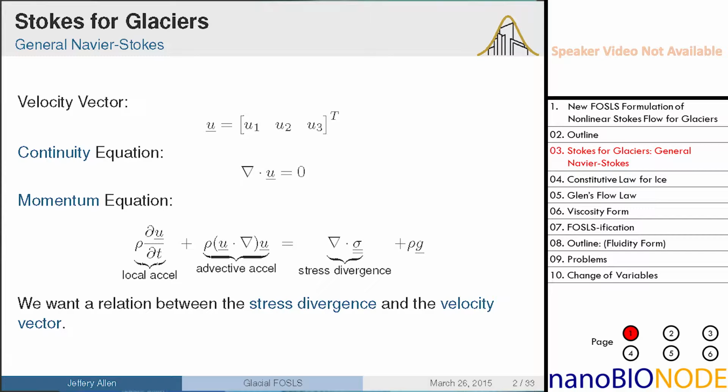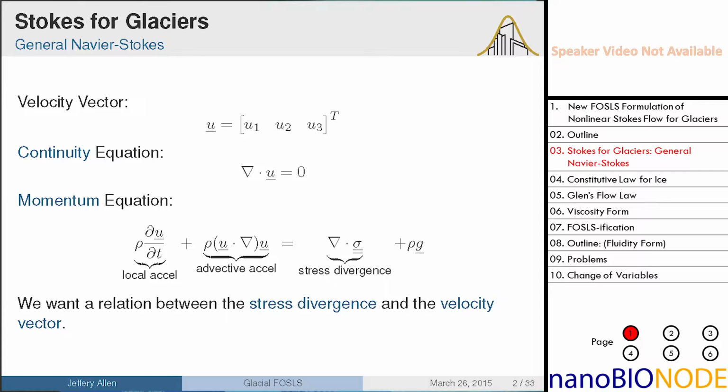So we're going to assume we have an incompressible system. Basically, ice can't be really compressed very well. So our continuity equation is just divergence of u equals 0. And then the momentum equation consists of our local acceleration, our advective acceleration, our stress divergence, and then a forcing function. We're going to try to solve for a steady state solution so we can get rid of the local acceleration. We're going to assume the advective acceleration is small, so we'll get rid of that, which leaves all we have left is the stress divergence and the forcing term.